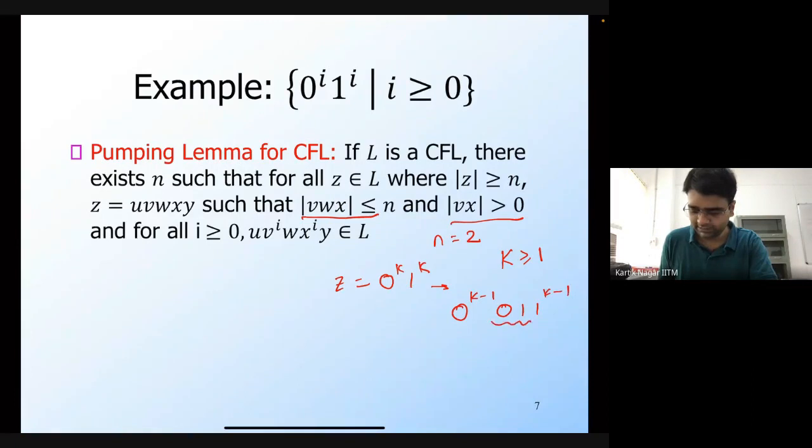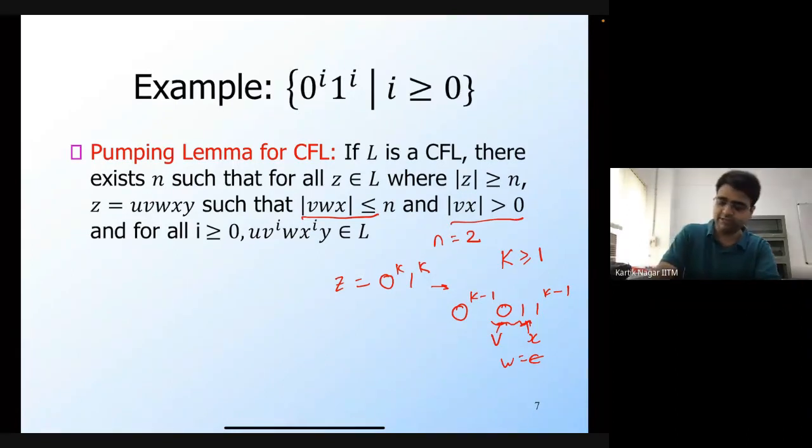And then I can take this to be my vwx. In particular, I can take v to be 0, I can take x to be 1, and then I can take w to be epsilon. So this particular way of breaking down the string does actually obey the constraints. The length of vwx is 2, which means it's definitely less than or equal to n. The length of vx is greater than 0.